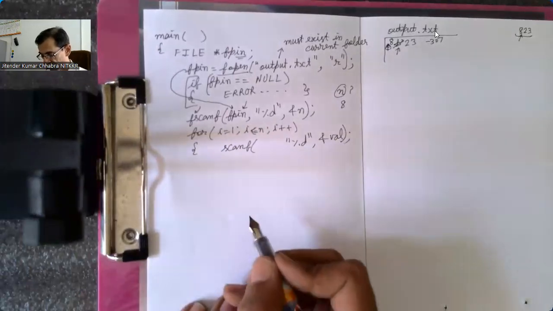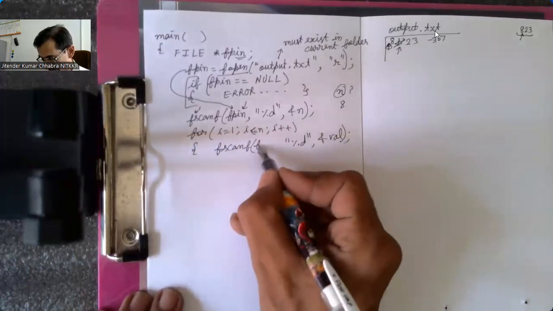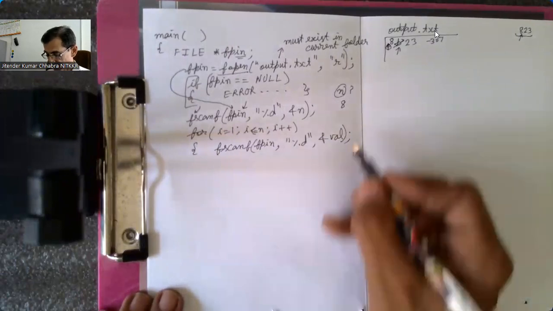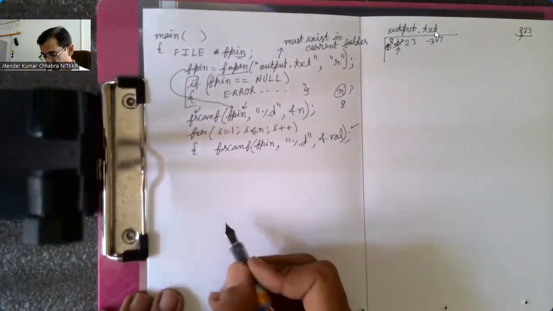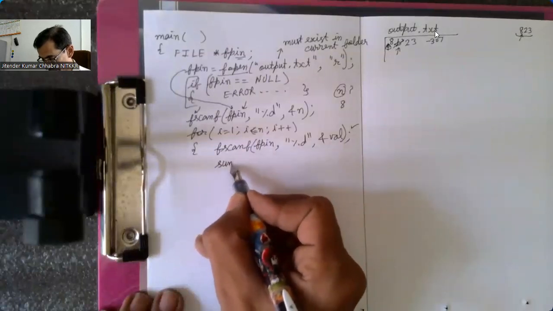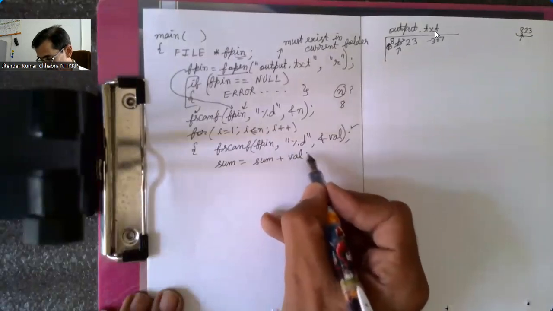That was a normal scanf. You want to use it from file reading, fscanf, fpin, and that's it. Data ready. Say you want now this to be summed up. So you will have a sum variable, sum equal to sum plus val.